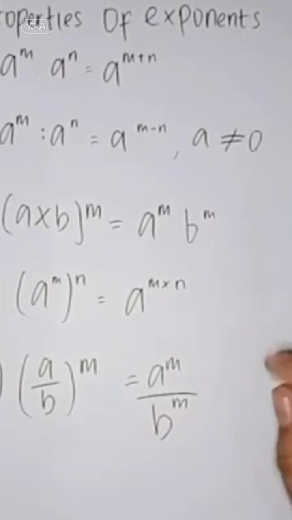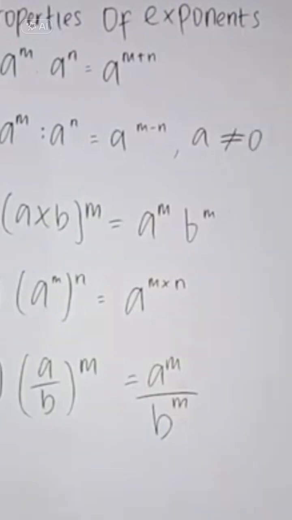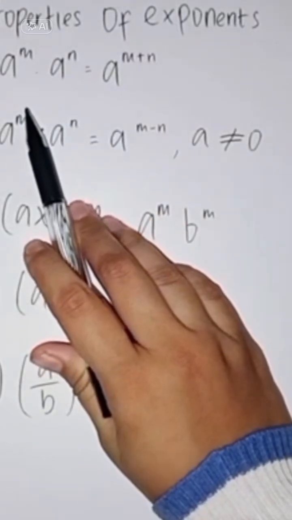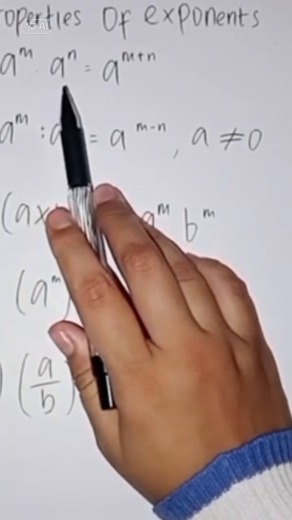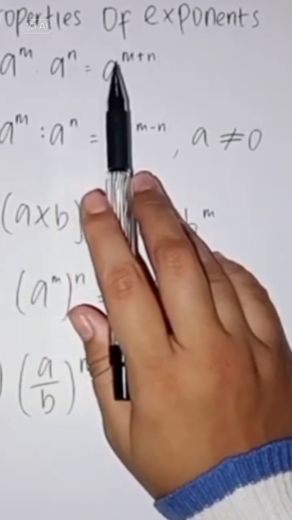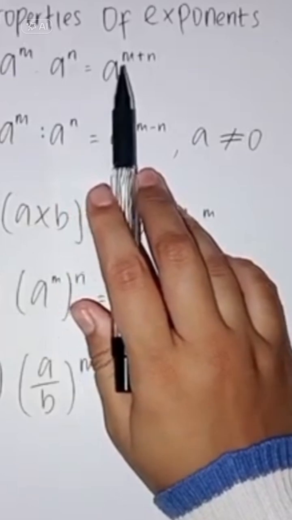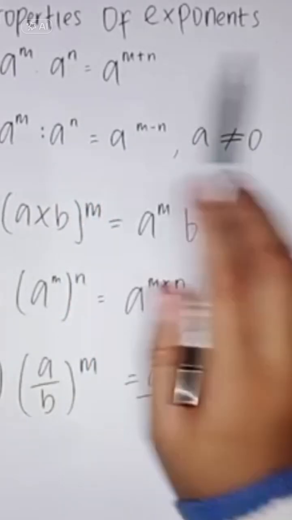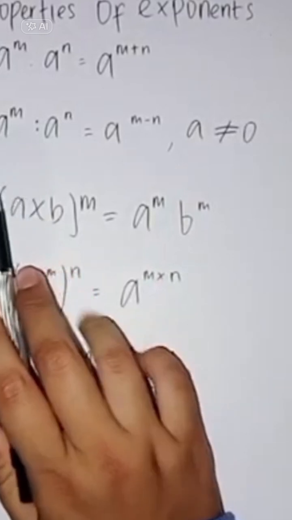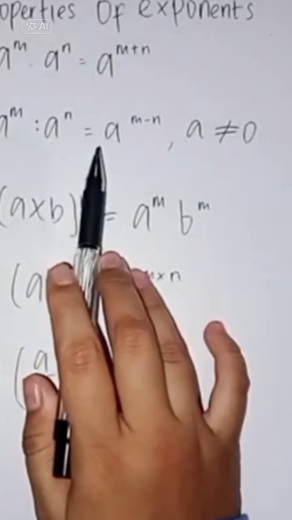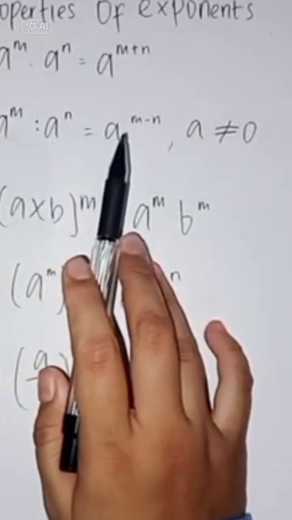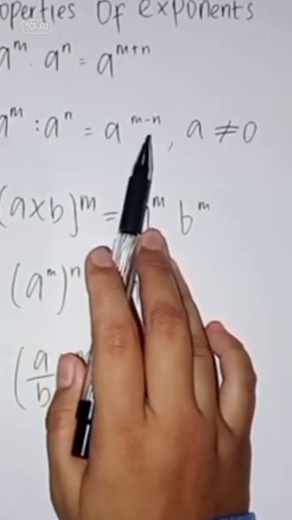We'll look at the properties of exponents. There are properties we can use to simplify algebraic calculation. The first property is multiplication. If we have a to the m times a to the n, the result is the same as a to the m plus n. The second property: we have a to the m divided by a to the n. The result is the same as a to the m minus n.